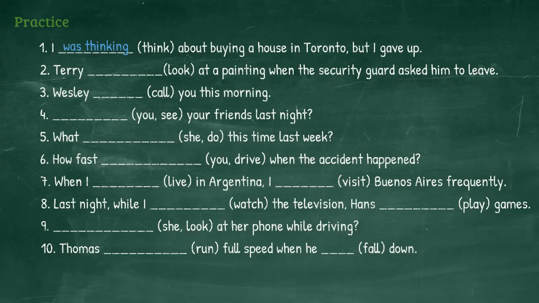Number 1. I was thinking about buying a house in Toronto, but I gave up. Number 2. Terry was looking at a painting when the security guard asked him to leave. Number 3. Wellesley called you this morning. Number 4. Did you see your friends last night? Number 5. What was she doing this time last week? Number 6. How fast were you driving when the accident happened?